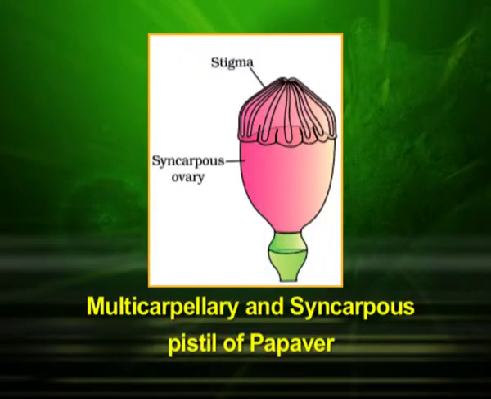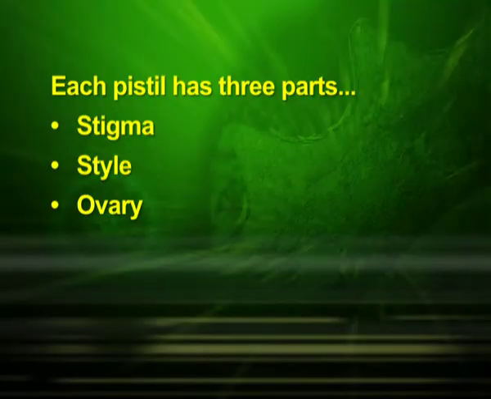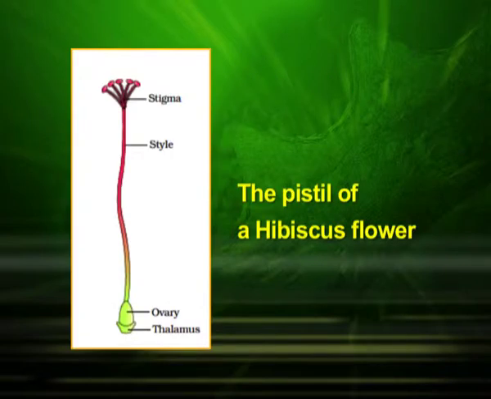When there are more than one carpels, the pistils may be fused together and called syncarpous, as shown in this diagram of the multicarpellary and syncarpous pistil of Papaver. On the other hand, the multicarpellary pistil may be free and called apocarpous, as shown in the diagram of the multicarpellary and apocarpous gynoecium of Michelia plant. Each pistil has three parts: the stigma, style and ovary. We can observe the pistil of a hibiscus flower in this diagram, where all the other floral parts are removed.